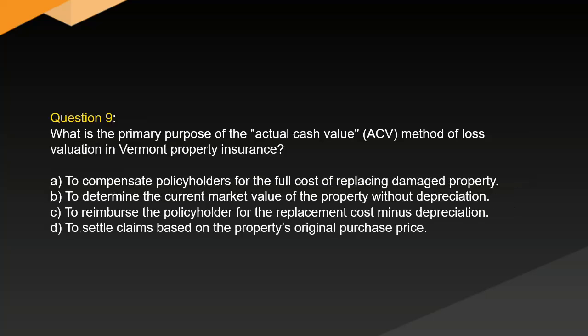Question 9. What is the primary purpose of the actual cash value method of loss valuation in Vermont property insurance? A. To compensate policyholders for the full cost of replacing damaged property. B. To determine the current market value of the property without depreciation. C. To reimburse the policyholder for the replacement cost minus depreciation. D. To settle claims based on the property's original purchase price.